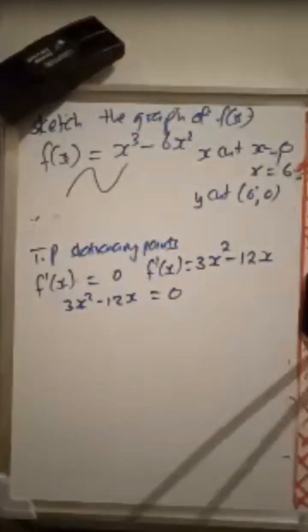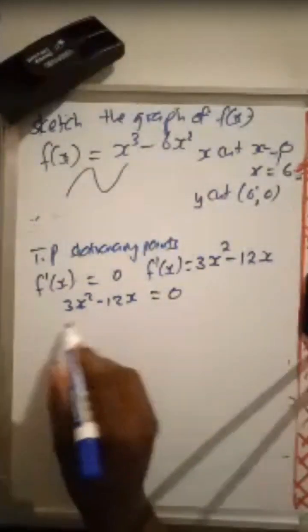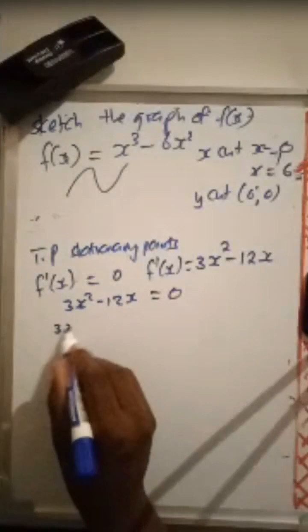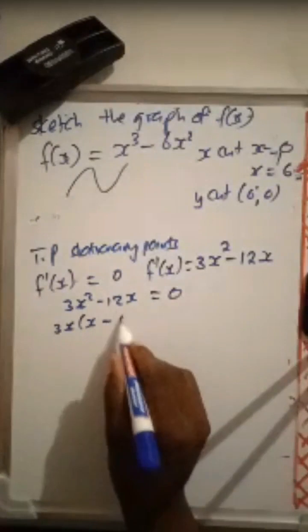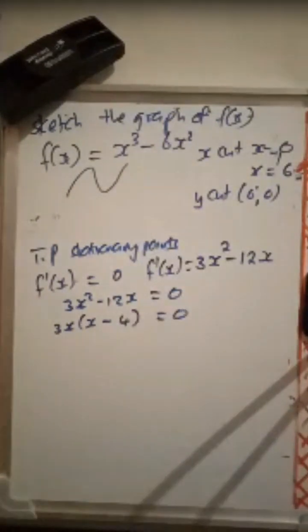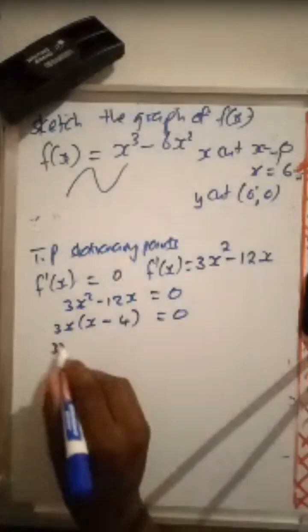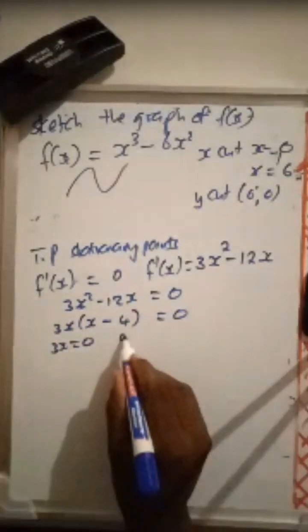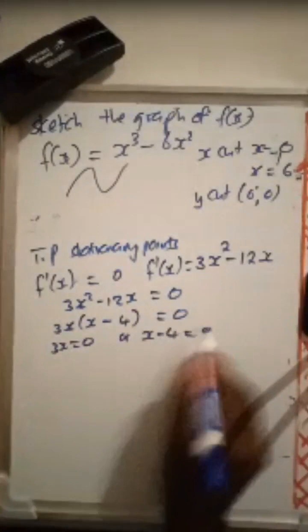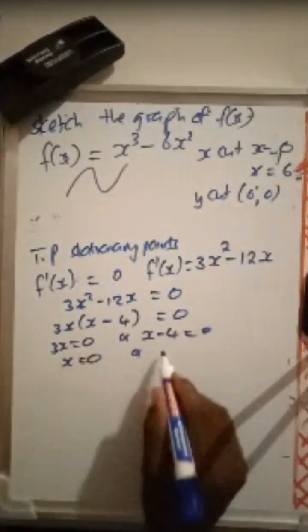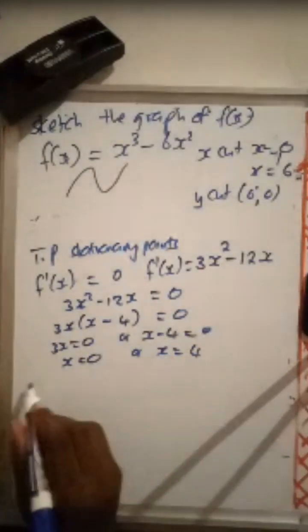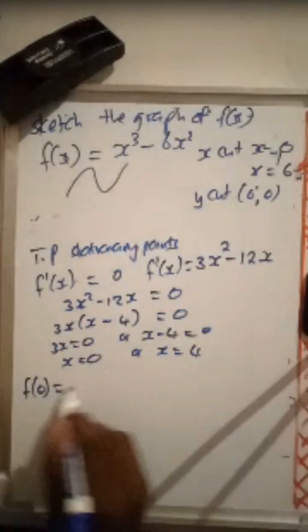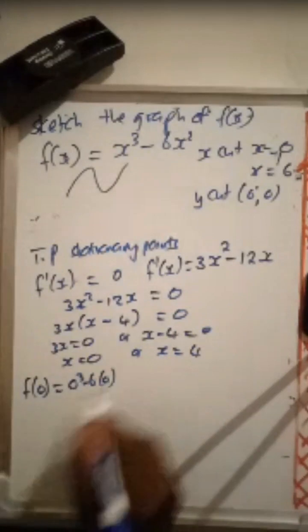This one is simple to solve. We factor out 3x, that's the common factor. Then we get x minus 4 is equal to 0. So it's either 3x is equal to 0 or x minus 4 is equal to 0. So x is equal to 0 or x is equal to 4. So these are our stationary points. So we want the y values. In order to find the corresponding y values, f of 0 is equal to 0 cubed minus 6 multiplied by 0. This one is obvious, it's 0.